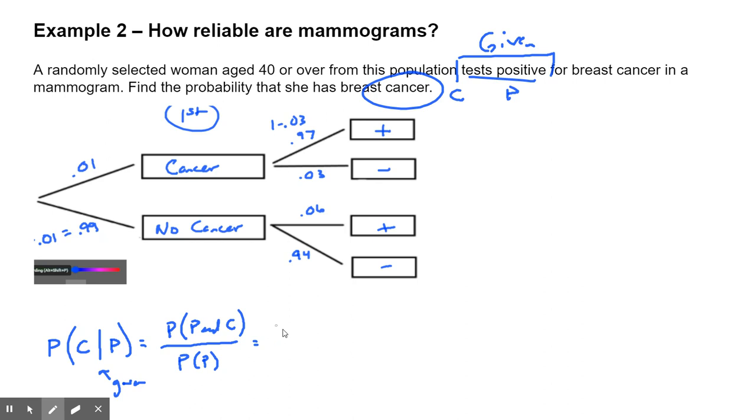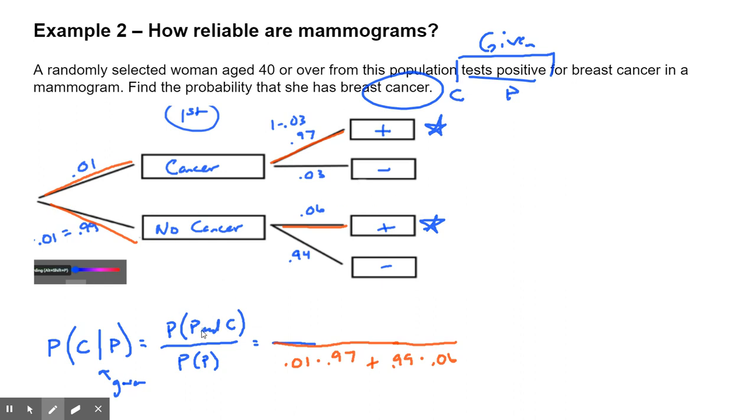Okay, so let's do the bottom first, right? I always like to do the given. So what's the probability that someone is positive? Well, there's actually 2 pathways. So we have to determine the cancer and positive and the no cancer and positive, and that's going to be the bottom. So in my bottom, I'm going to do 0.01 times 0.97. That is the cancer and positive, plus 0.99 times 0.06. And that's those who had no cancer and tested positive. So there's all those who tested positive, right? And you have to multiply along the pathways.